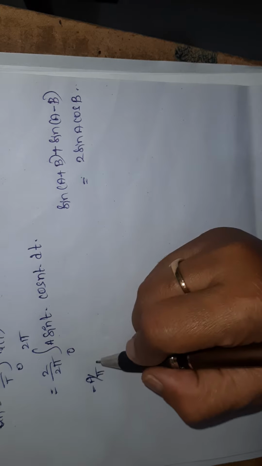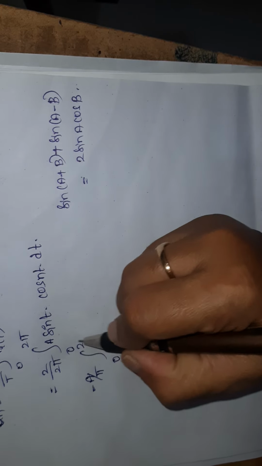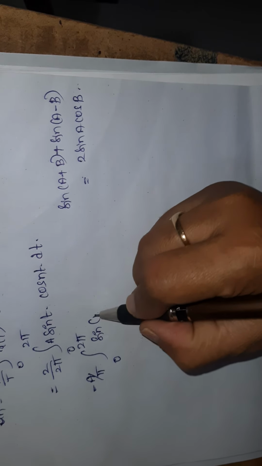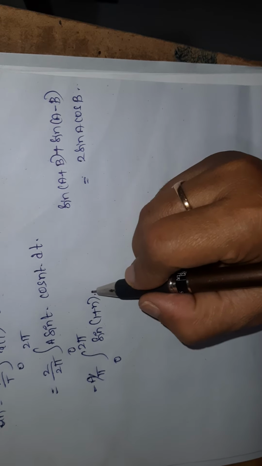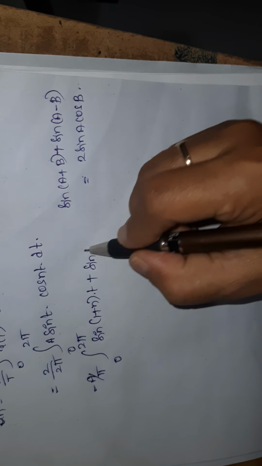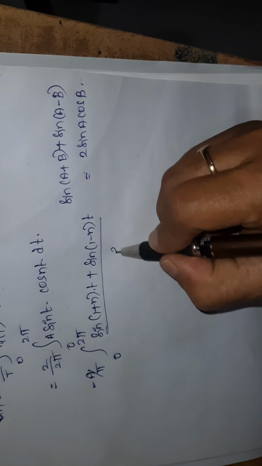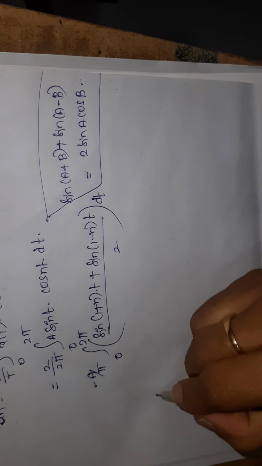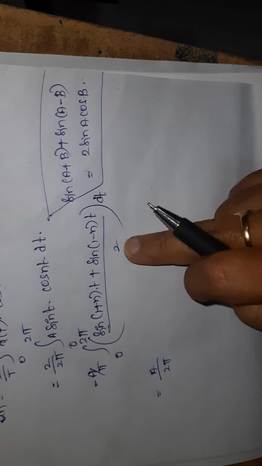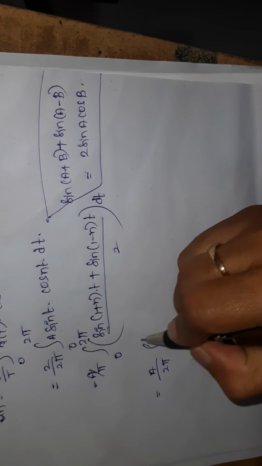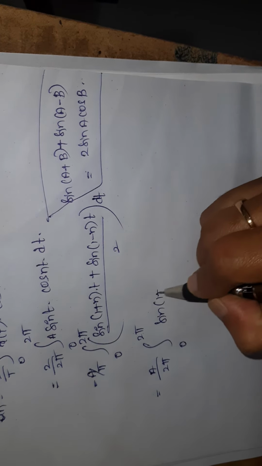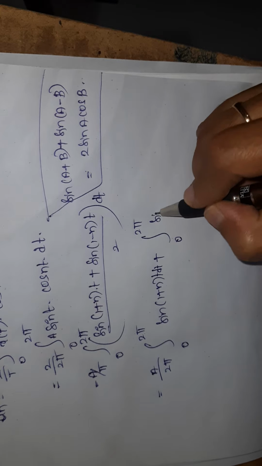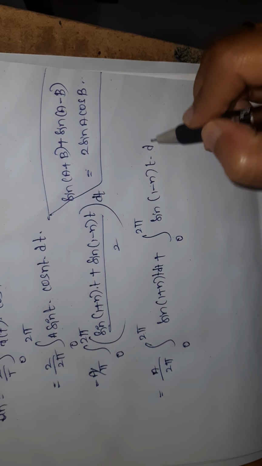A by pi integration 0 to 2 pi sin a cos b. Sin of a plus b, sin of 1 plus n into t plus sin of 1 minus n into t, by 2 into dt. So this is the formula. So now I am writing a by 2 pi, this 2. Okay, a by 2 pi integration 0 to 2 pi sin of 1 plus n into t dt, integration 0 to 2 pi sin of 1 minus n into t dt.